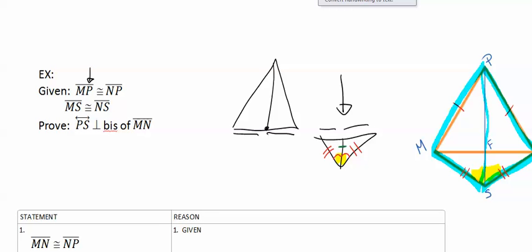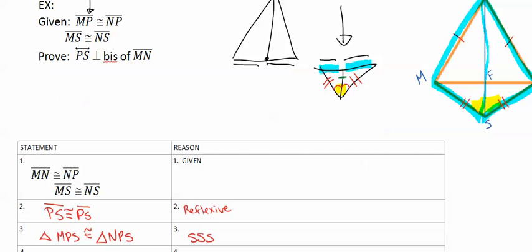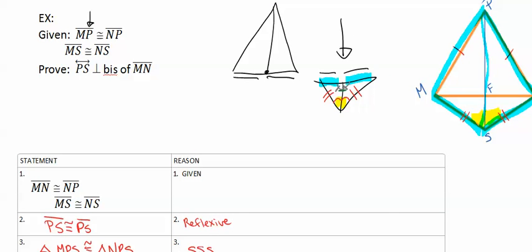Now that we know that those two triangles are congruent, we can use CPCTC to now say that this side is congruent to this side. We can also use CPCTC to say that this angle right here is congruent to this angle. The blue highlighted will take care of the bisecting part of proving the line is a perpendicular bisector of MN.